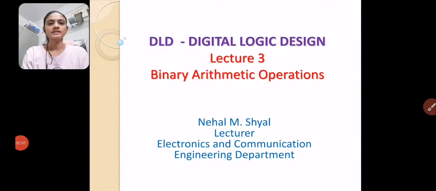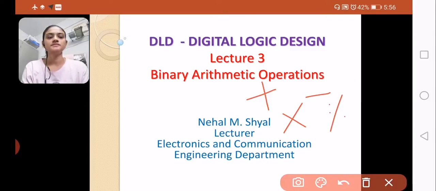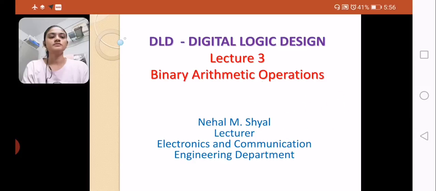Hello all, in continuation with the previous lecture, in this lecture number 3, we will study binary arithmetic operations in the digital logic design subject. So basically you have to study 4 mathematical operations. First is addition, second subtraction, third is multiplication, and fourth is division. These 4 operations you have to perform using binary numbers. So let us begin with it.